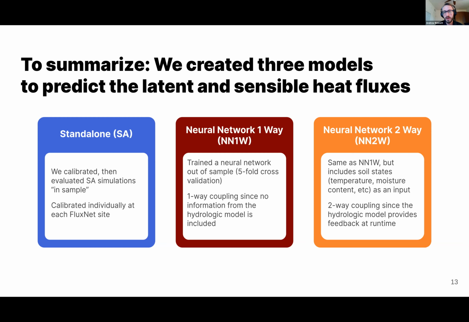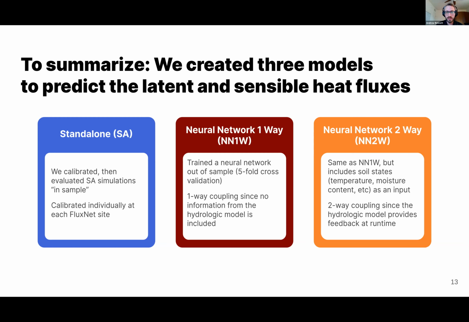And then for both the NN1 and 2-way, we actually trained the neural network out of sample using a 5-fold cross-validation. So when we run the actual results, the predictions are made on sites that the neural networks were not trained on. So this is more how you would traditionally do a data science or machine learning type of experiment. So we tried to pick the way that you would do each to give a representative comparison.